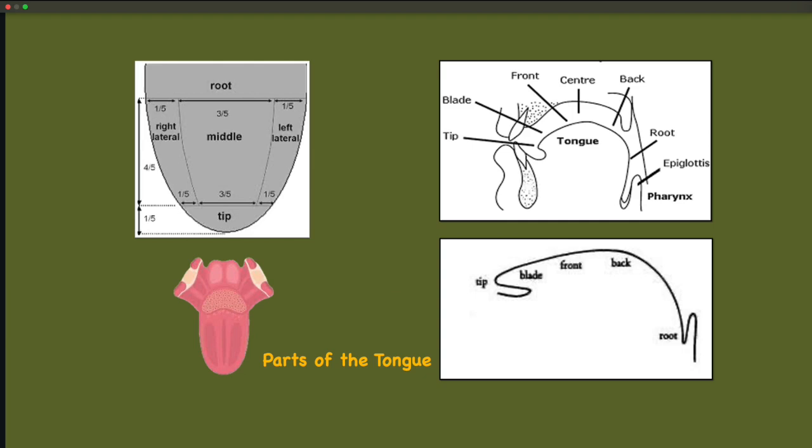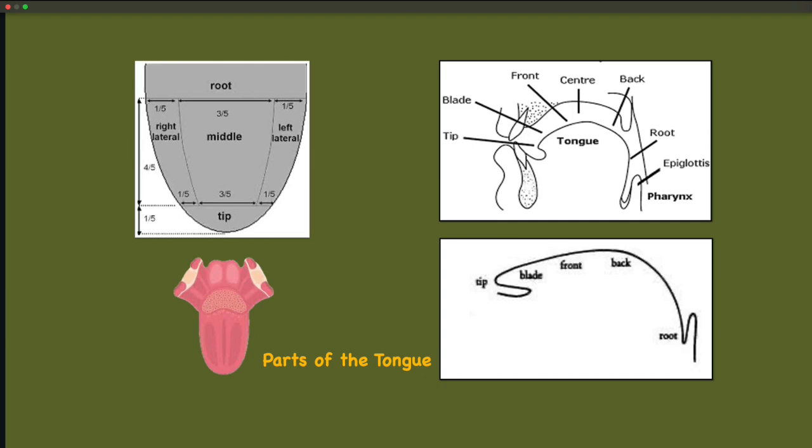In this slide we're exploring the parts of the tongue and how each part contributes to speech production. So let's break it down simply. I would like you to focus on this image. So we have the tip. This is the very first part of the tongue. The tip of the tongue is the very front part.